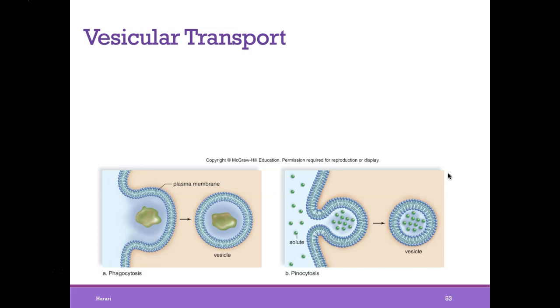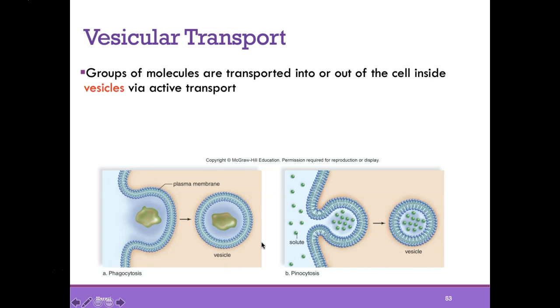So far we were talking about processes that move one or a few molecules at a time. Vesicular transport moves large particles or multiple molecules at once in vesicles. So like this is a vesicle. It's a bubble of membrane. That's the best way to describe it. So a vesicle can carry groups of molecules in or out of the cell. And ATP is also needed.